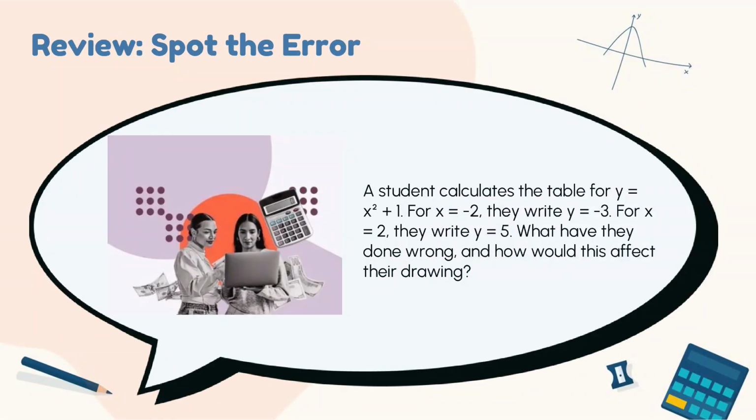Now let's spot a common error. A student calculates the table for y equals x squared plus 1. For x equals negative 2, they write y equals negative 3. For x equals 2, they write y equals 5. What have they done wrong? Pause the video and think about how negative numbers should be squared. Also think about how this mistake would affect the shape of the graph.